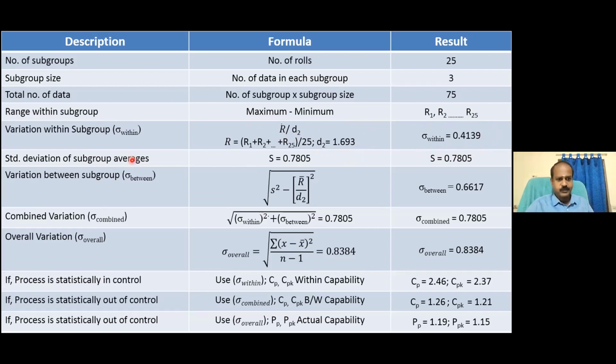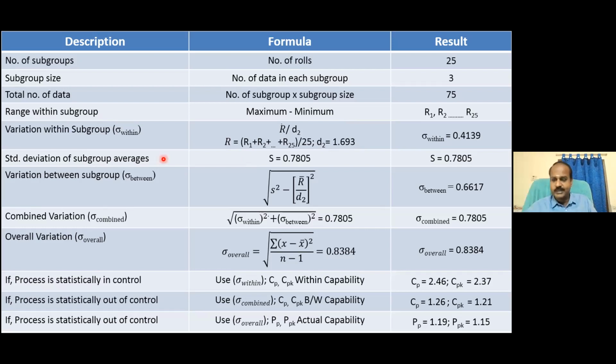Done. Now, standard deviation of subgroup averages. Why do I need the standard deviation of subgroup averages? I want to know the between batch variation. How many subgroups do I have? 25 subgroups. Each subgroup will have an average. Am I correct? Each subgroup will have an average.